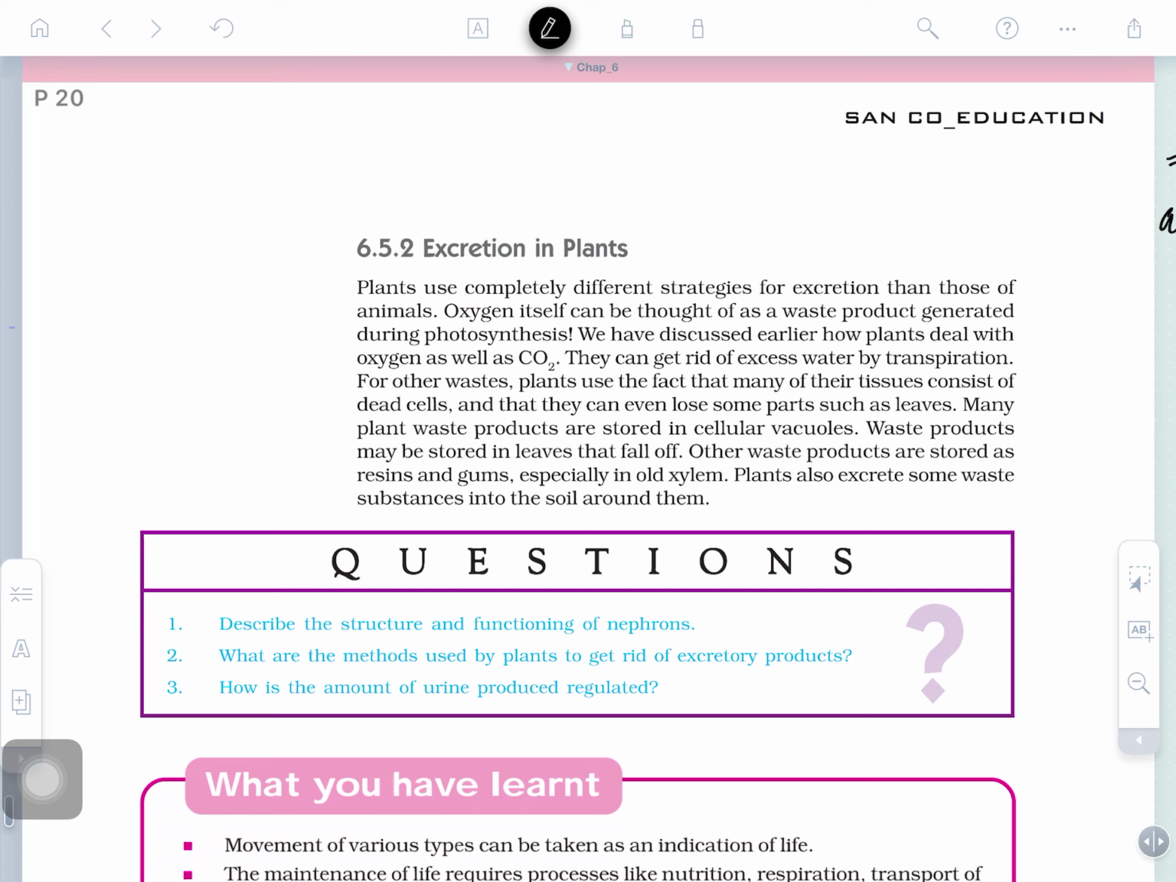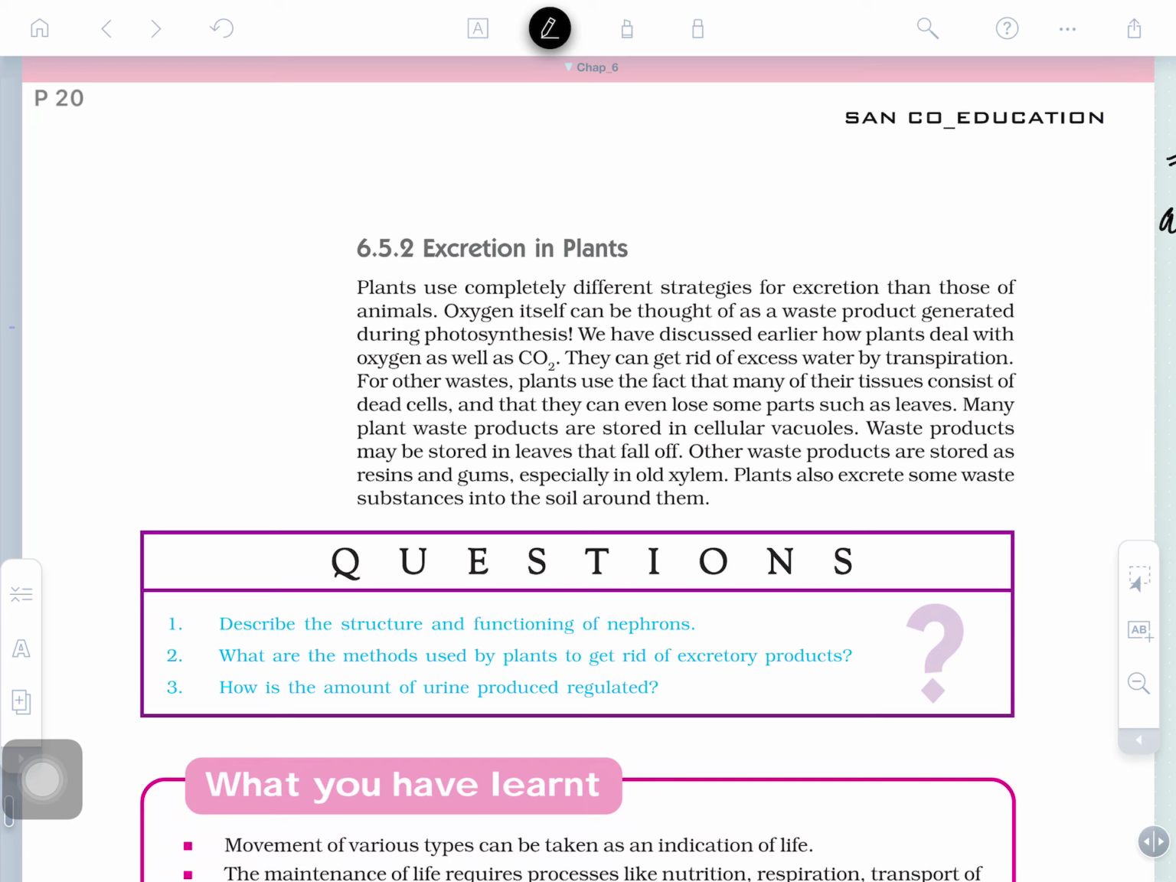So this also happens in plants. Does a plant possess a process of excretion? The answer is yes, but a well-developed excretory system is found in animals like humans, and it is not found in plants. Plants use completely different strategies for excretion. Oxygen itself can be thought of as a waste product generated during photosynthesis. We have discussed earlier how plants deal with oxygen as well as carbon dioxide. They can get rid of excess water by transpiration.